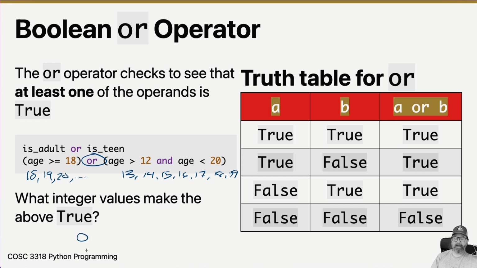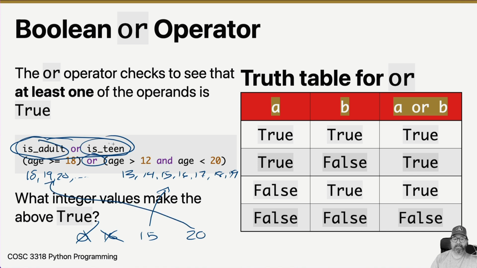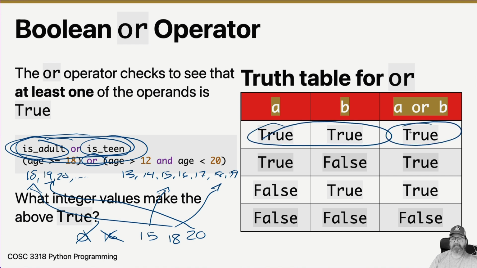Is the number 0 in either of them? No, so that would be false. Is the number 10 in either of these? No, so that would be false. Is the number 15 in either of these? Yes. So 15 definitely means that somebody is an adult or they are a teenager. How about 20? 20 is true because it's over here. They are an adult. So is adult is true, is teen is false. But together it's true. What about the number 18? 18 is in both of them. And even though it's in both of them, it's still true. Okay. Or means it's always true unless both of them are false.